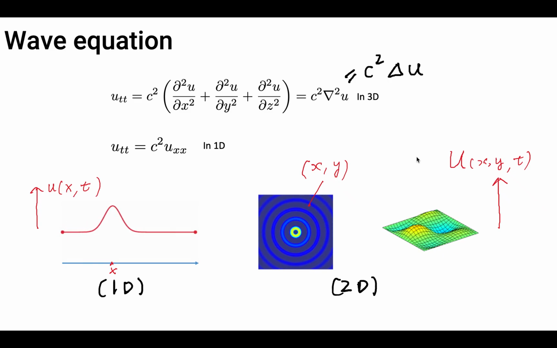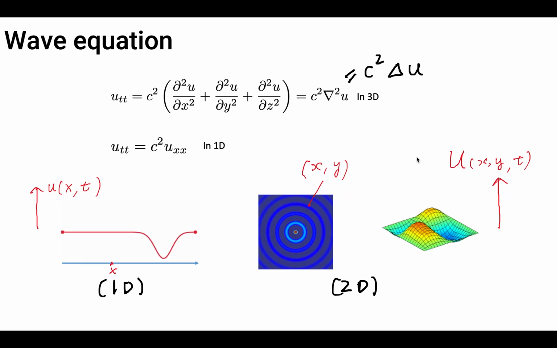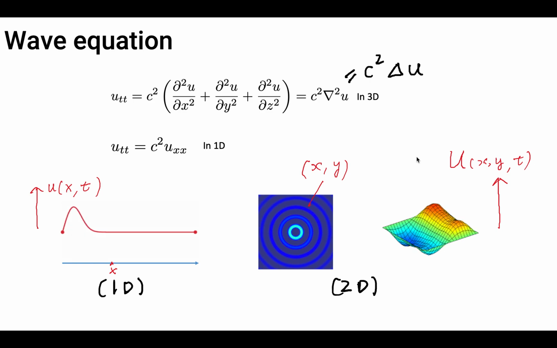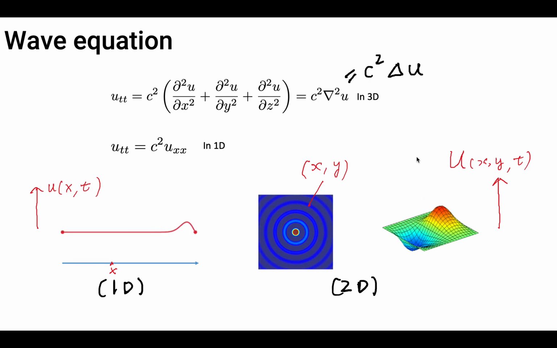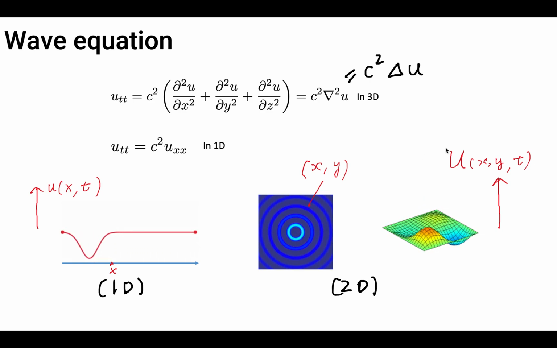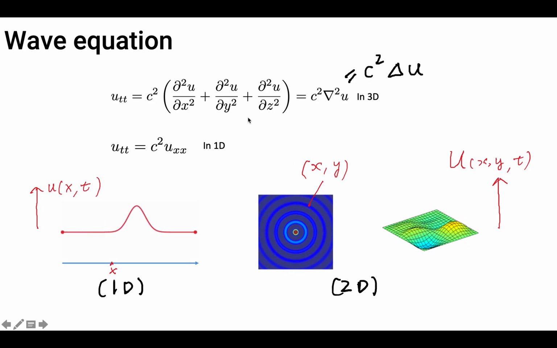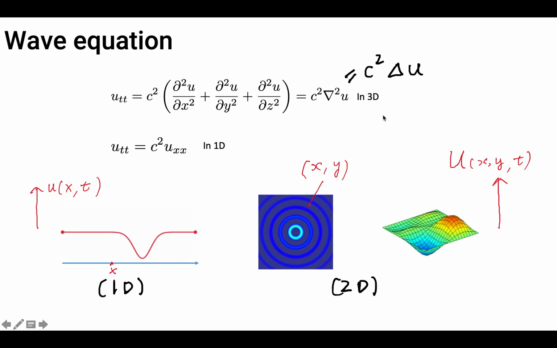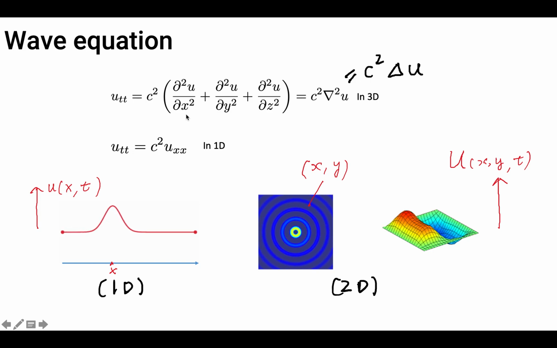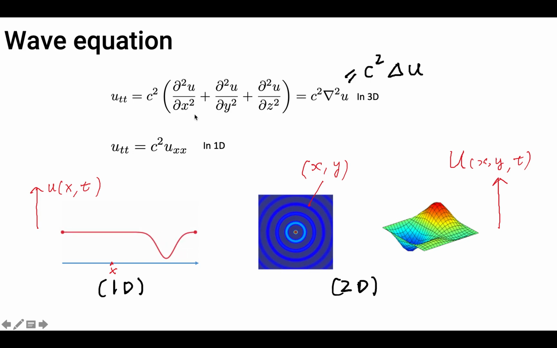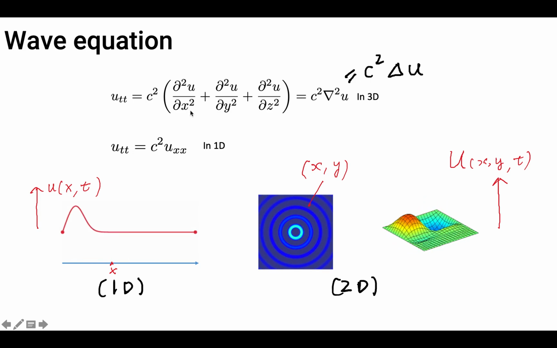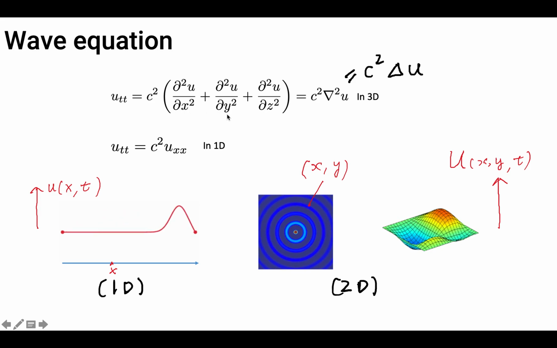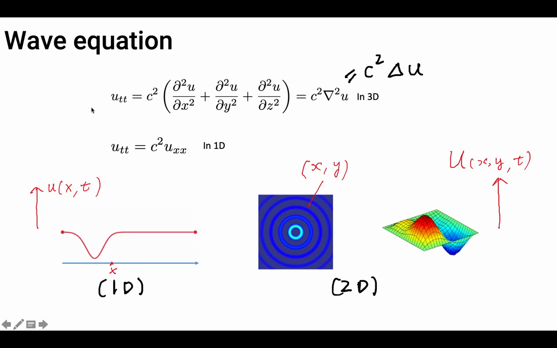Some examples of famous partial differential equations. Let us first look at wave equations. Here is an example of a wave equation in 3D, where the space variable is in 3 dimensions. So we have the x coordinate, y coordinate, and z coordinate.